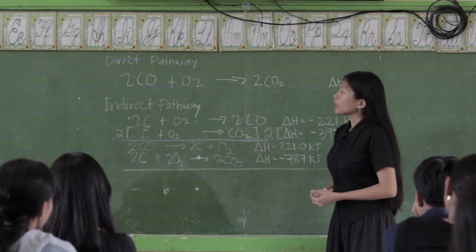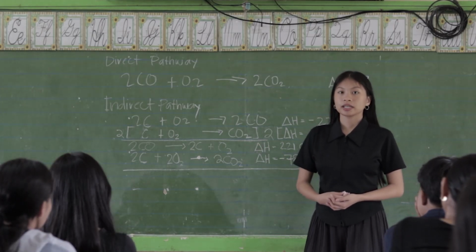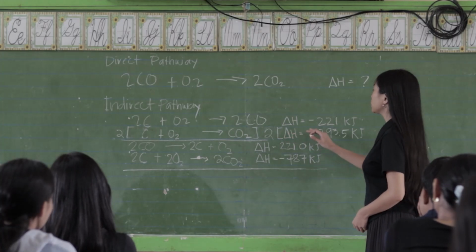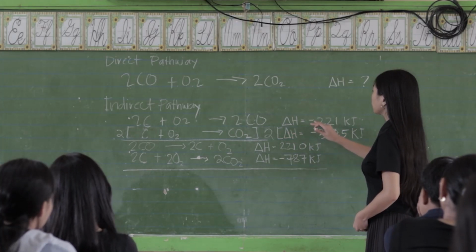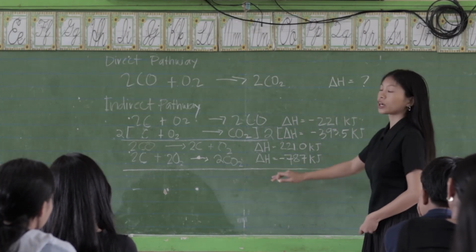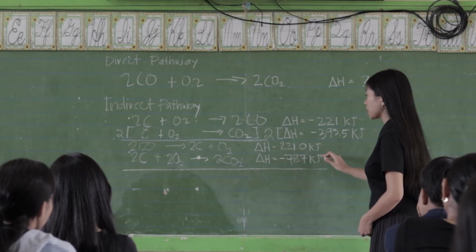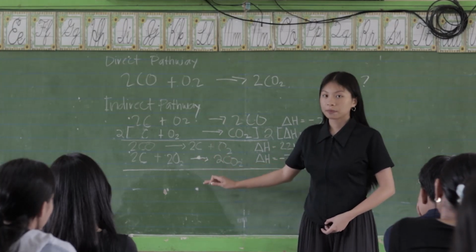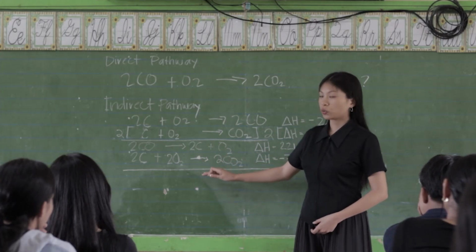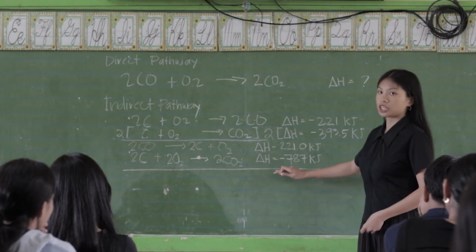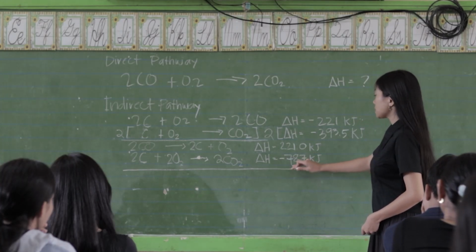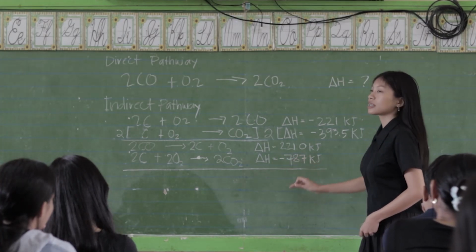In the first equation of the indirect pathway, since it is manipulated, we also need to change the negative sign of the enthalpy change to positive. Therefore, it is positive 221 kJ. And in the second indirect equation, since it is multiplied by 2, we also need to multiply the enthalpy change by 2. Therefore, it is equal to negative 787 kJ.